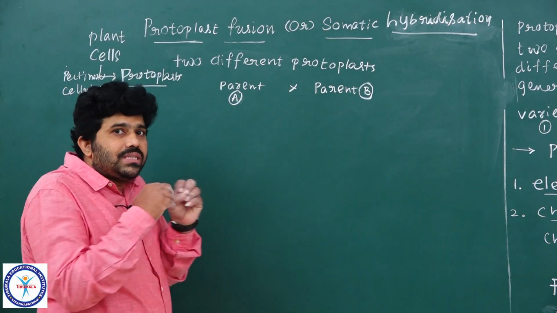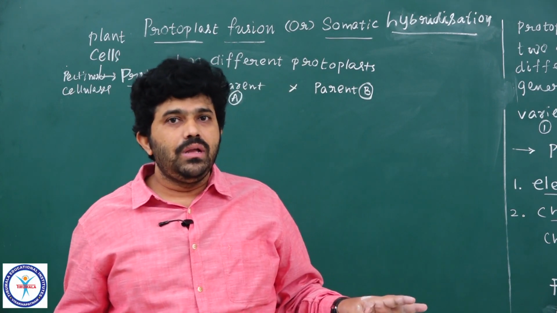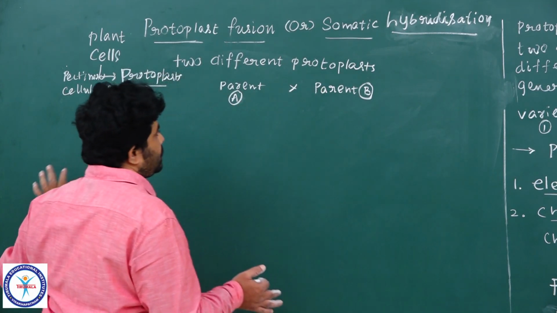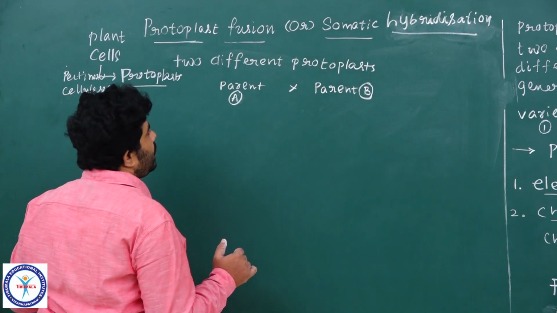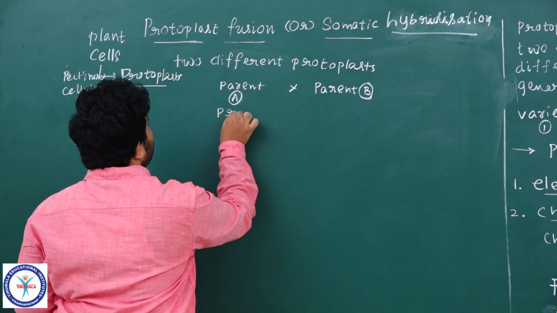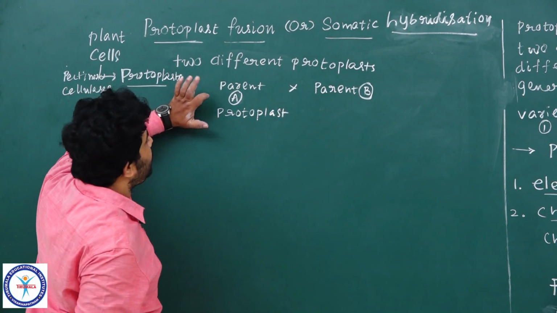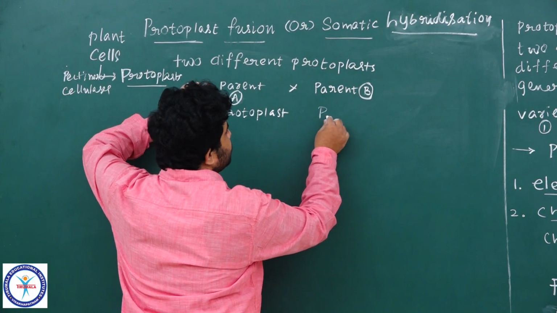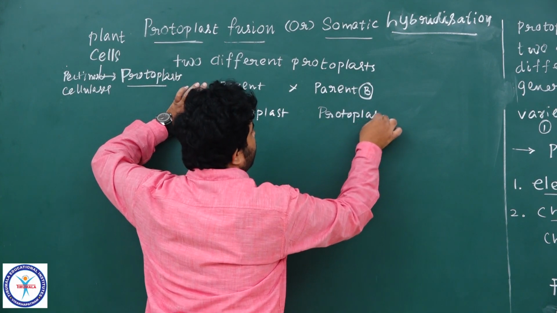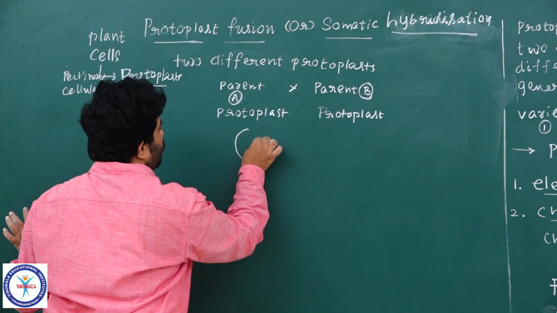Understood? Here we are not discussing anything about their sex or gender. We see only the plants we have chosen as parents for taking plant cells. So we have taken protoplast from parent A and protoplast from parent B. Now please draw the diagrams of protoplasts.